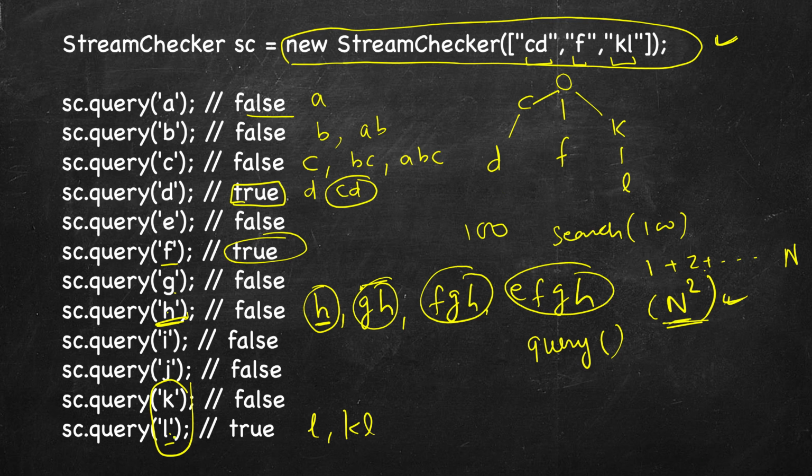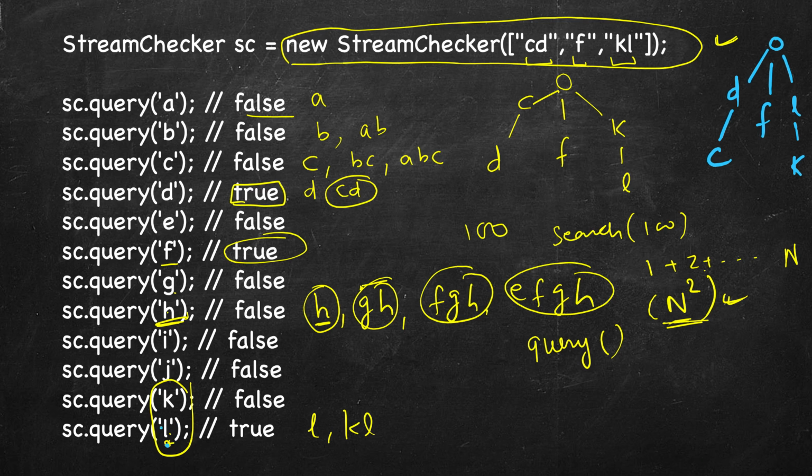So one thing you notice is that we are looking for KL and we are currently here. So what if we stored them in reverse order? So instead of CD, F and KL, if we store them as DC, F and LK, just in reverse order. Now our job is done because we are currently here. So we will start from this.